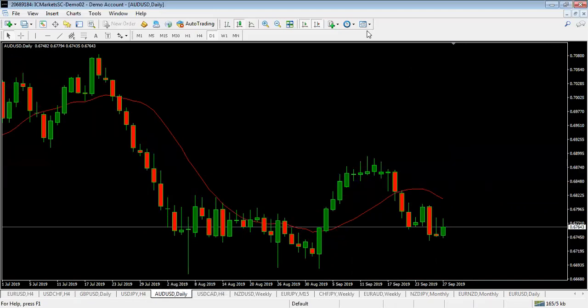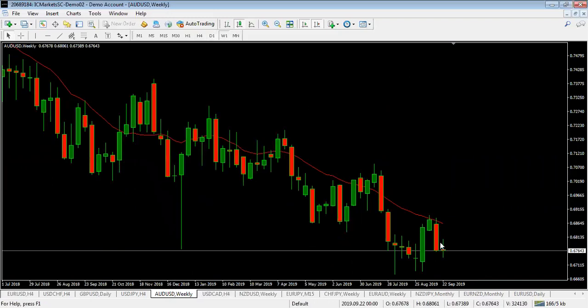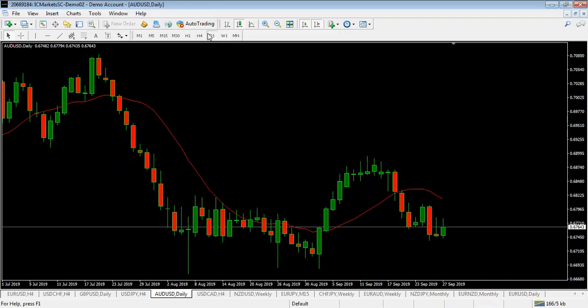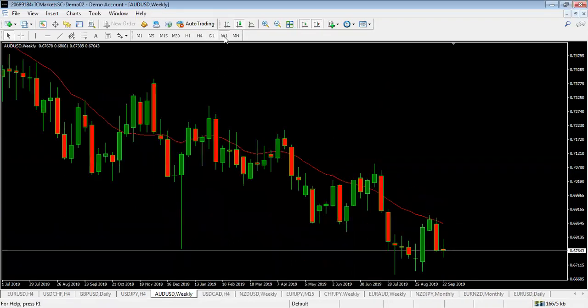Let me start with the weekly chart. This is the weekly. We have this on the weekly chart. Let me look at the daily. We have this on the daily. So let's start with the weekly. Let's get our pivots. Work with this bullish, strong bullish candle. Let's get the pivot of that candle.